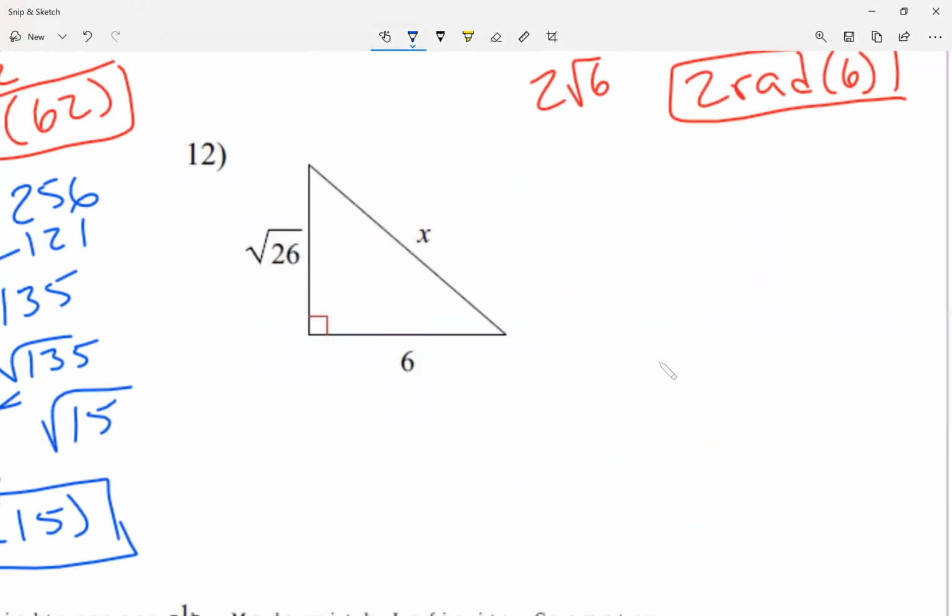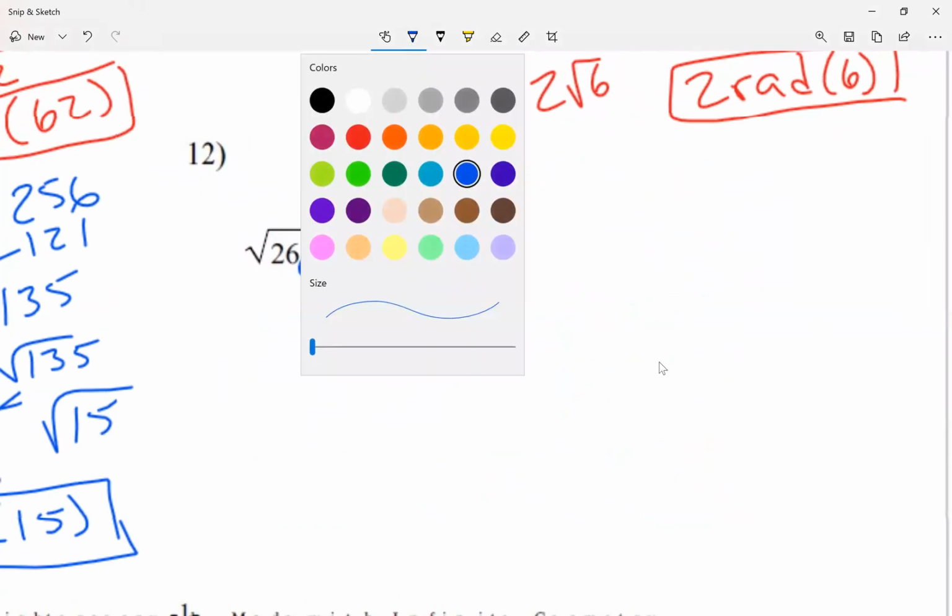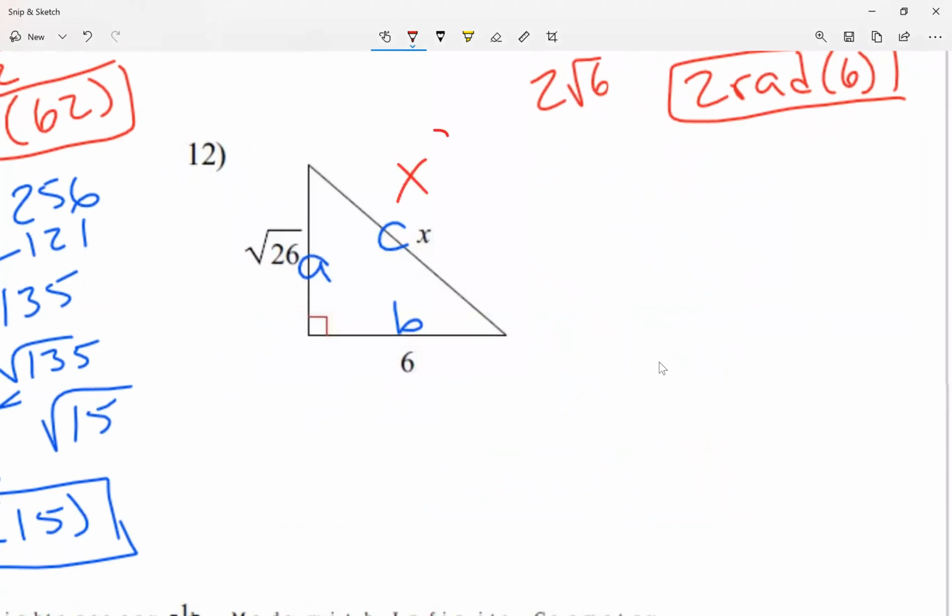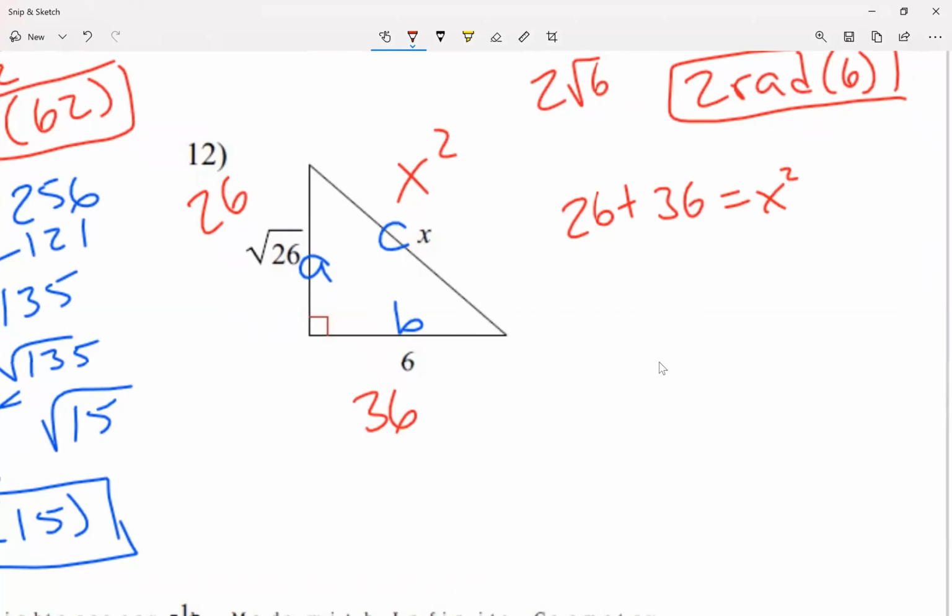Okay, let's take a look. I'm gonna say C is my hypotenuse, and I'm gonna call this side A, I'm gonna call this side B. Let me square everything. This is x squared, this is 36. I'm gonna do the easy stuff first. Now, square root of 26. When you square the radical, you just get the number inside. Oh, so that was even easier. So I'm gonna have 26 plus 36 equals x squared.